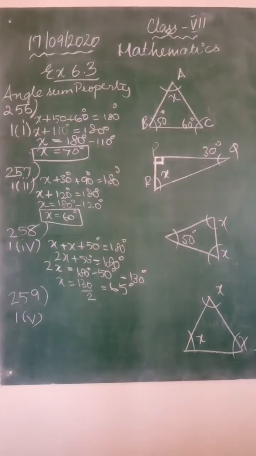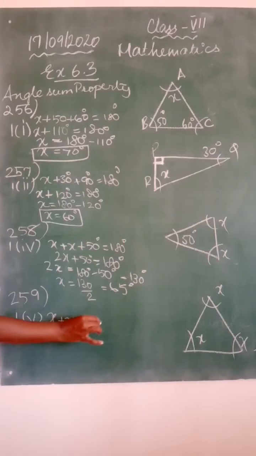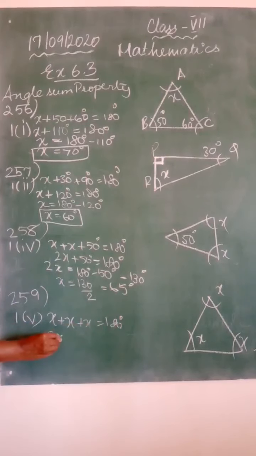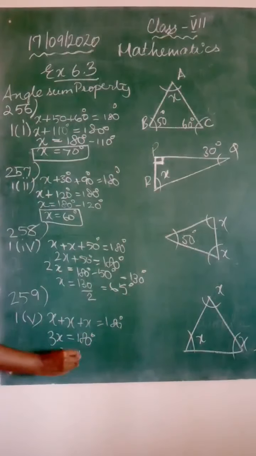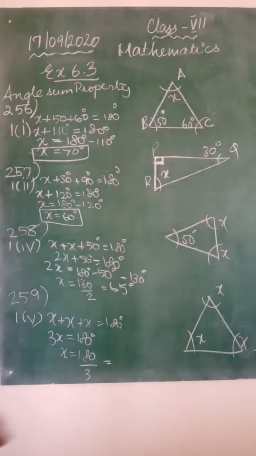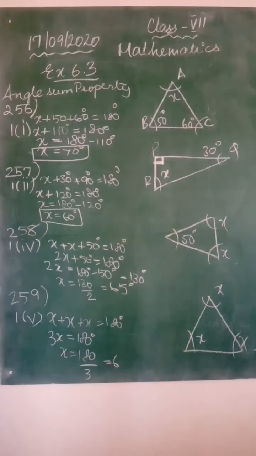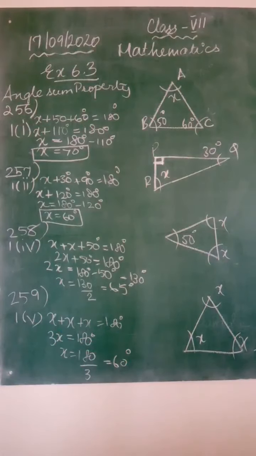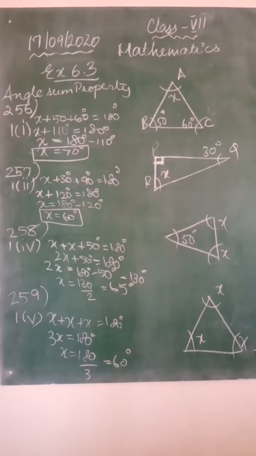Understood? Coming to the last one, here all the angles are given as x. So x plus x plus x equal to 180 degrees. That is 3x is equal to 180 degrees. Next, x is equal to 180 divided by 3. So what is that? 3 6s are 18, right? Yes. So 60 degrees. So understood all of you? So we have used the angle sum property and we have found out the unknown angles.